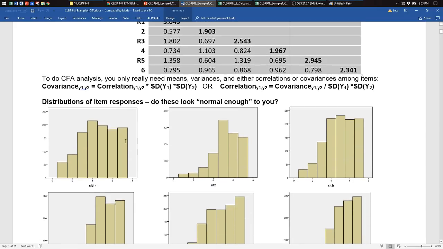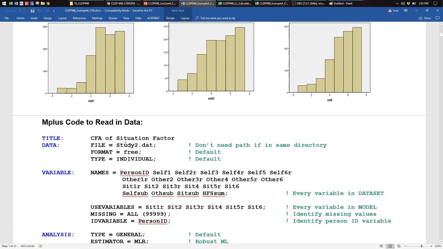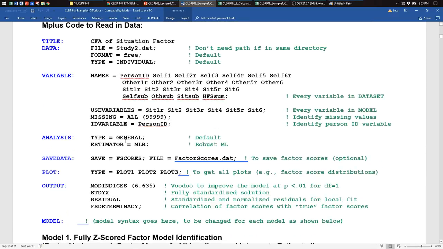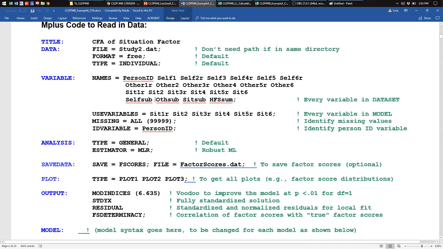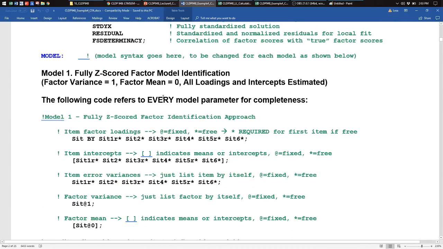Here's the data. Not exactly normal, so we're using MLR for that. Do we need to go back over the first part of the code here to read in the data and such? Does anybody have questions on that? No? And then we went through different methods of identification.